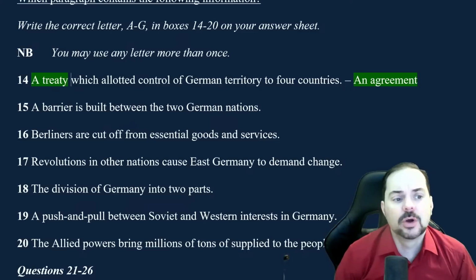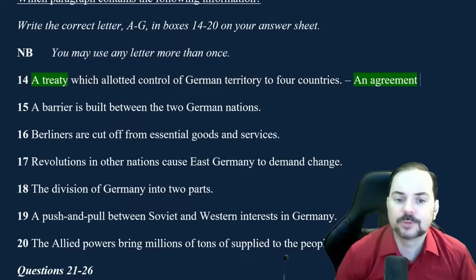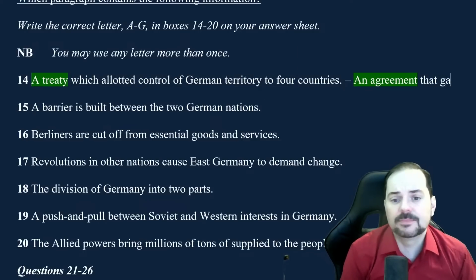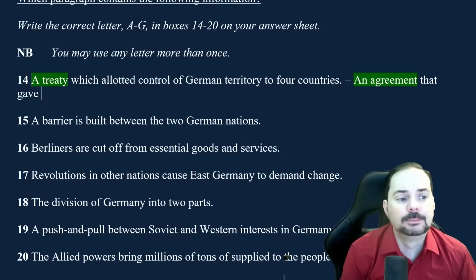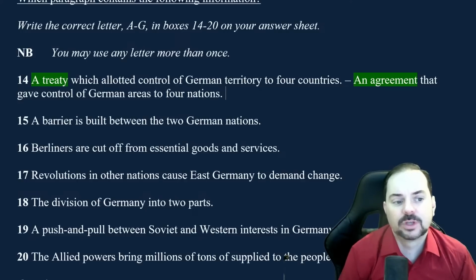Okay. So a treaty which allotted control of German territory to 4 states. An agreement. You can do this with me. That gave control of German areas to 4 nations. Okay.